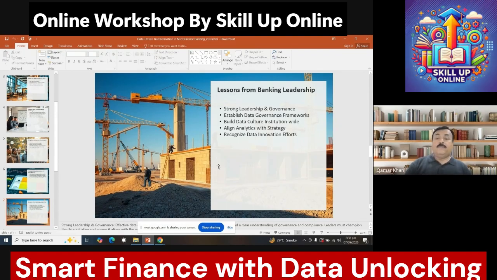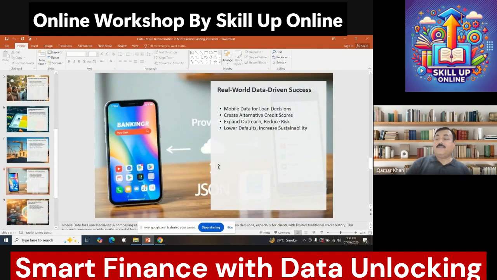Now we will discuss the benefits of data-driven transformation in the microfinance industry. Most important, by embracing data-driven transformation with the lessons I have discussed earlier, microfinance institutions can enhance decision-making, and data-driven insight can lead to more informed decisions. They can improve their risk management process and drive business growth with the help of data transformation, and they can align analysis with business strategy to forecast growth.